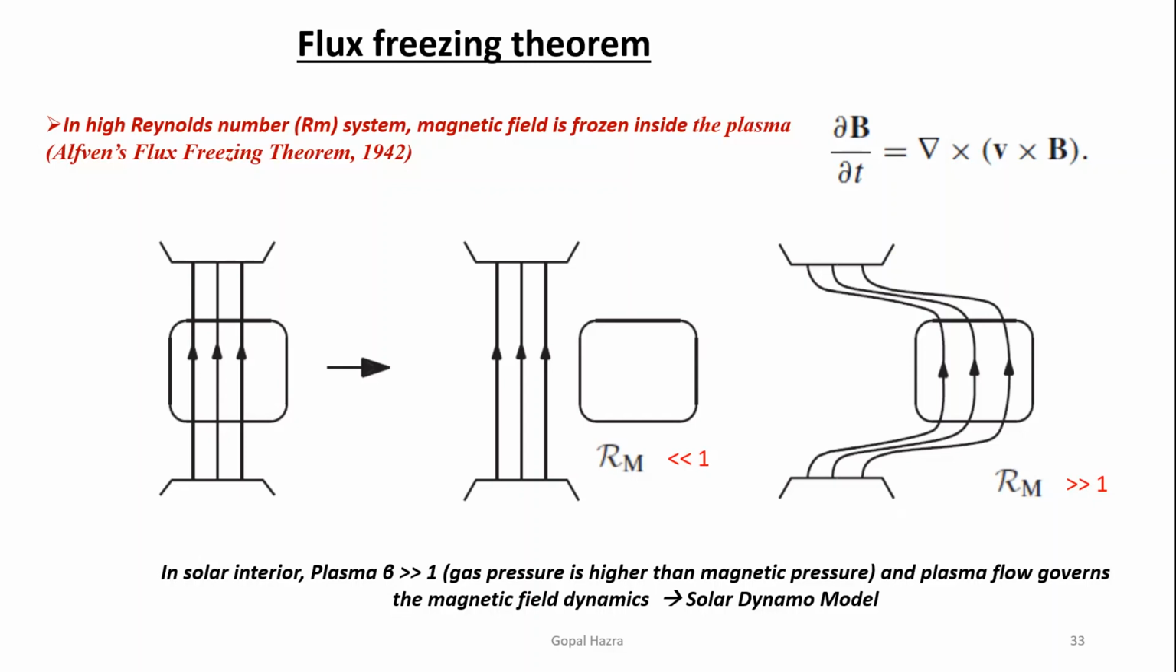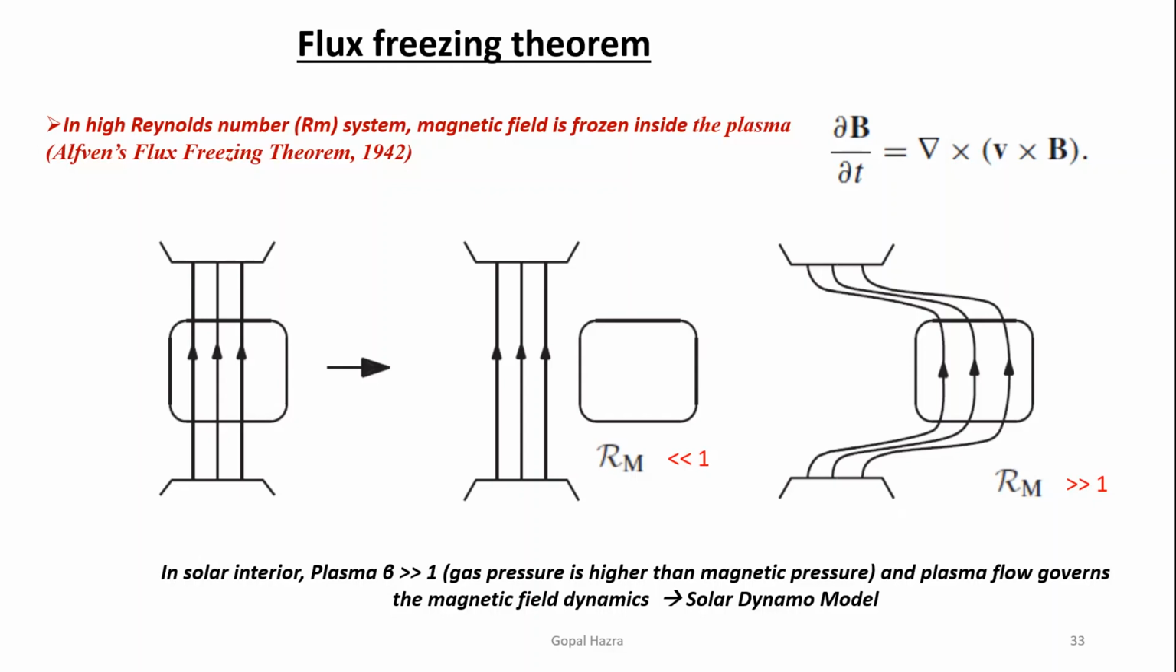So this is the concept: when your Reynolds number is greater than 1, the plasma or the velocity field actually decides the future of the magnetic field, which is the case for the solar interior. But if you go to the CME, their Reynolds number is less than 1, and their magnetic field is determining the behavior of the plasma. So that is very important.